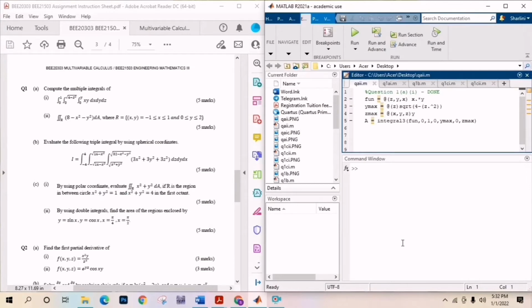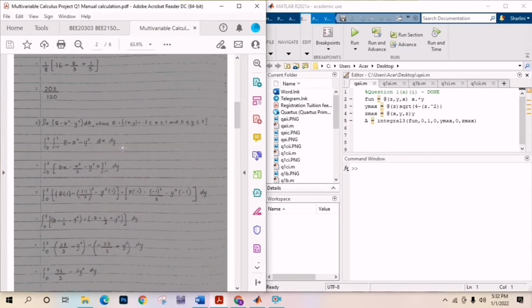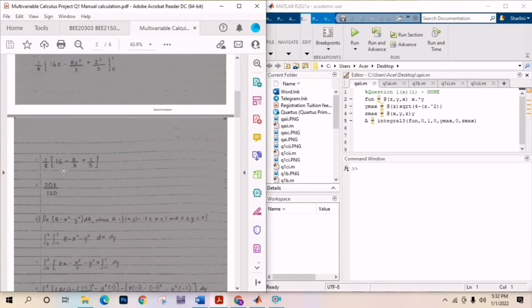Greetings to the lecturer. My name is Sharlini Singadurai and my matrix number is CE200164. I'm from section 5, group 5. I'll be the first presenter, presenting question 1. Question 1A1 is to compute the multiple integral, and this is my manual calculation. The answer we obtained from the manual calculation is 203 over 120, and this last answer I am going to prove in MATLAB programming.